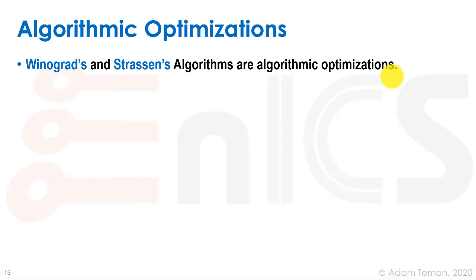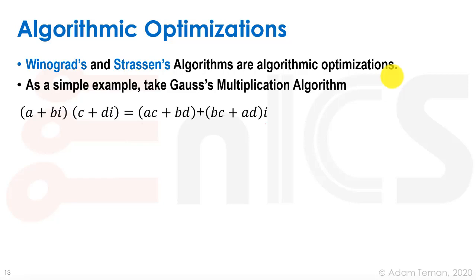However, the more common ways of applying these types of computational transformations are Winograd and Strassen's algorithms. Just to get a background for this, I'm going to take a look at Gauss's multiplication algorithm, which is kind of a simple case of one of these. If we take A plus Bi times C plus Di, we know that it equals AC plus BD plus BC plus ADi. There are 4 multiplications and 3 additions to get this.